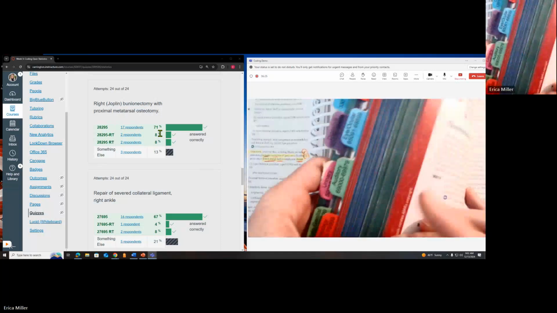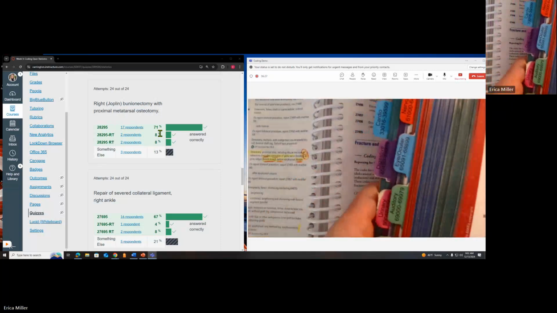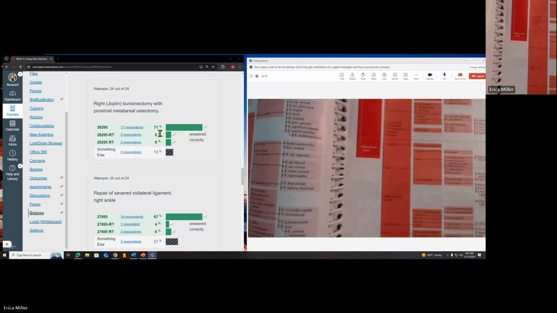All right, up next, we've got a right Joplin bunionectomy with proximal metatarsal osteotomy. All right, base procedure, bunion removal, right? So ectomy is removal. So bunionectomy, and then we'll get down to these little fine details. So start with the word bunionectomy. Flip over to my B's here.